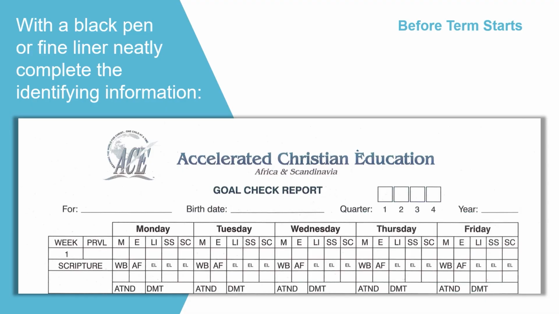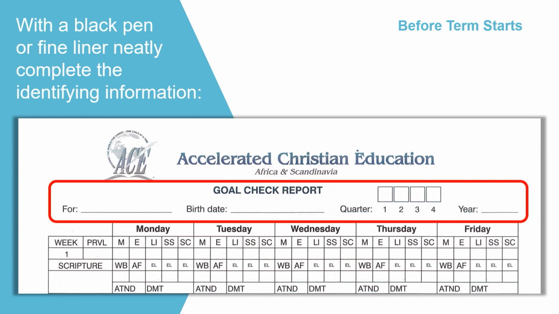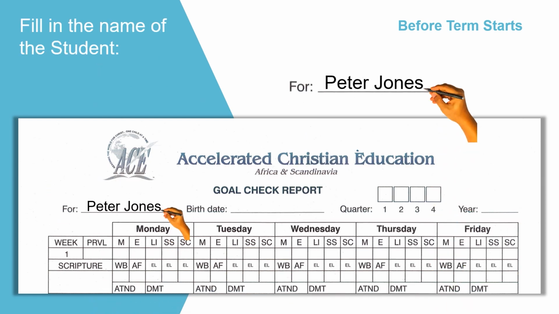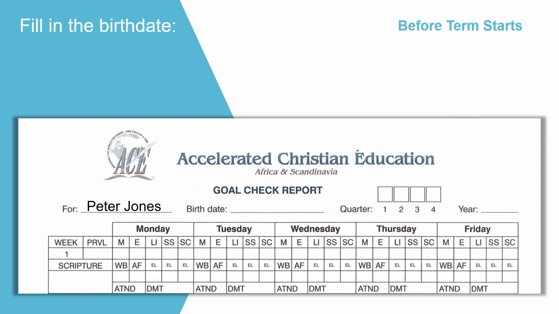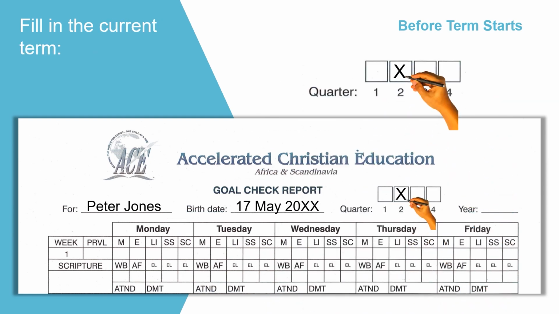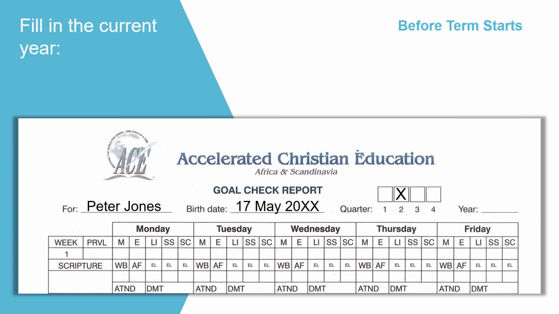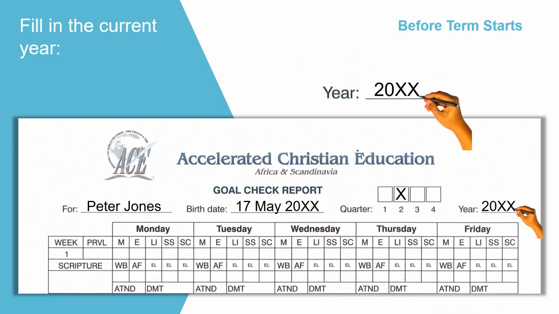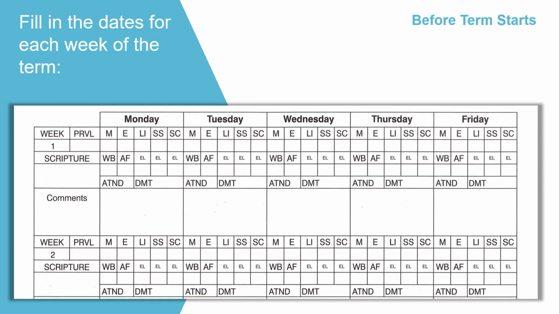With a black pen or fine liner, neatly complete the identifying information. Complete the name, then the birth date, which quarter it is, and then which year. Fill in the dates for each week of the term.